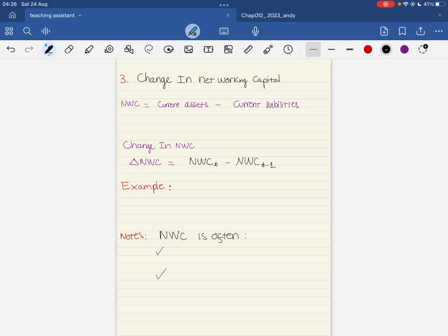Moving on to the next big thing, which is the change in net working capital. What is net working capital actually? It's equal to the current assets minus the current liabilities. It's the difference between a company's current assets and current liabilities, as the formula shown on the screen. It is used to measure a company's short-term liquidity and the ability to cover its short-term obligations. Technically, net working capital tells us how much money we have right now in the company to work with.